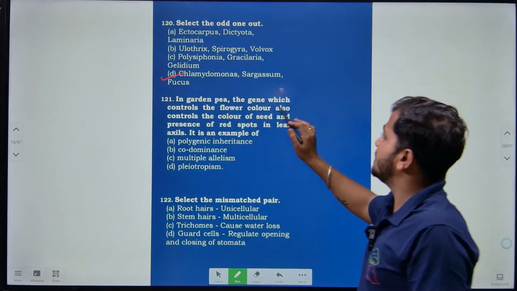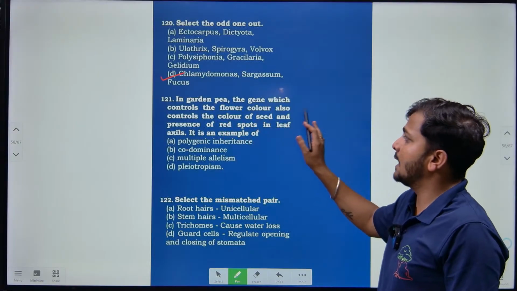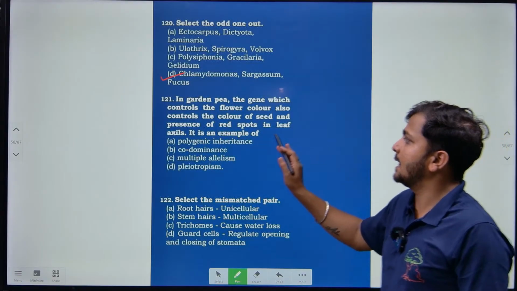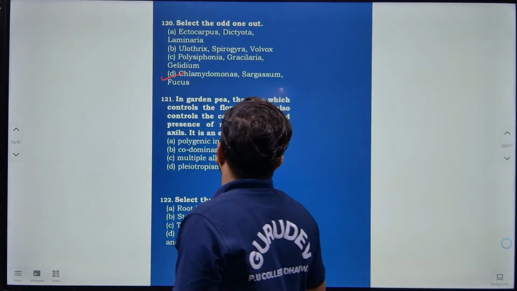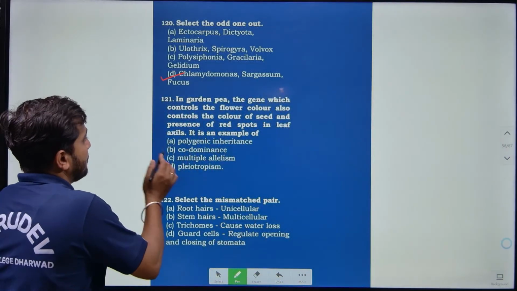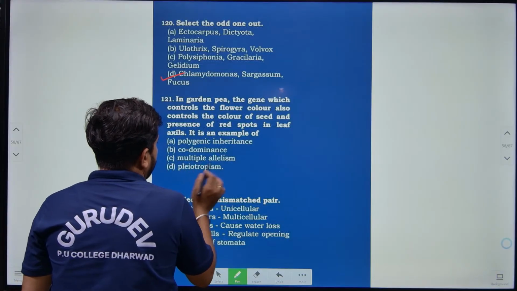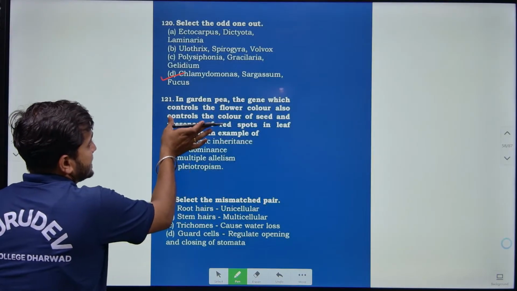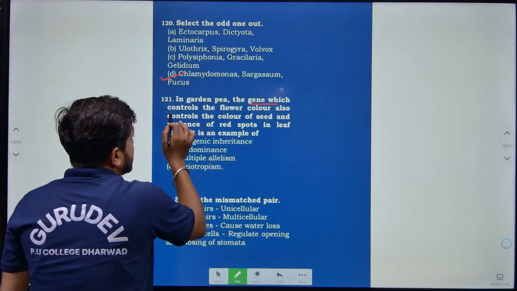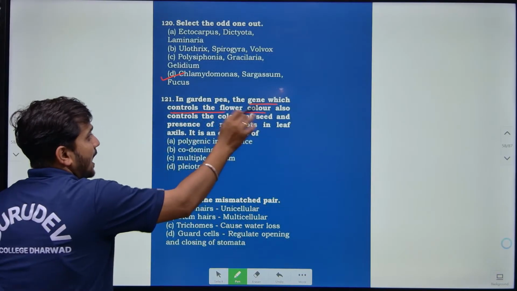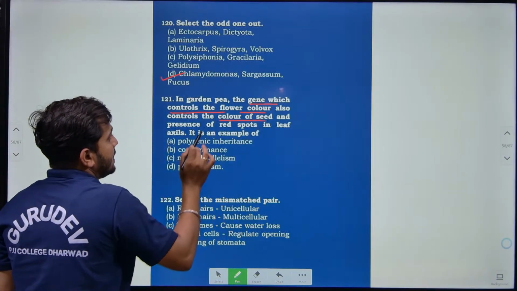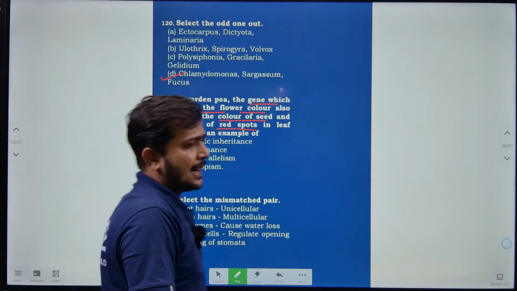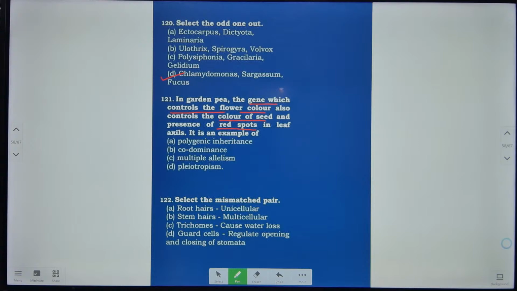Then in garden pea, the gene which controls the flower color also controls the color of the seed and the presence of red spot in the leaf axil. And it is an example of polygenic inheritance, codominance, multiple alleles, or pleiotropism. So according to what the question is saying, in garden pea the gene which controls the flower color also controls the color of the seed, and the presence of red spot in the leaf axil.